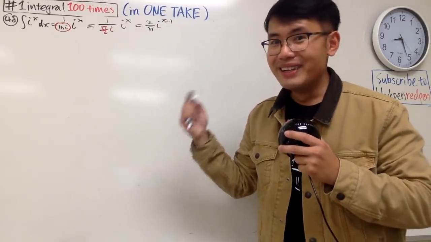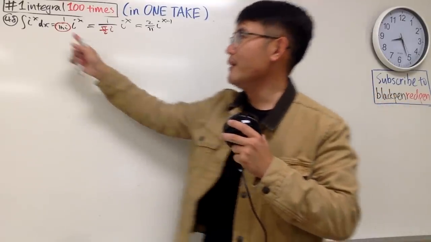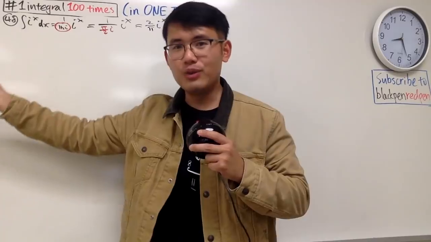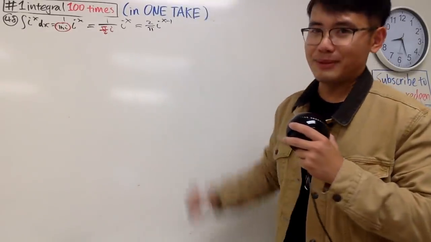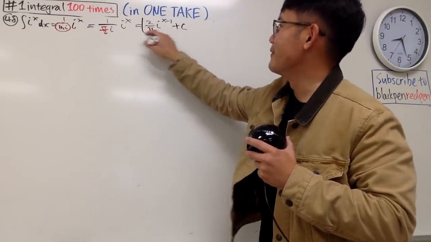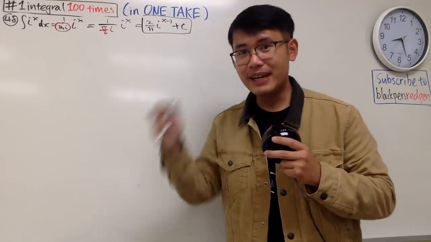That's very cool. Look at that, because usually when we anti-differentiate, we have to add 1 to the exponent and then divide by the new exponent. But here, it seems that we have to subtract 1 from the exponent. Very cool, isn't it? All right, so that's it.